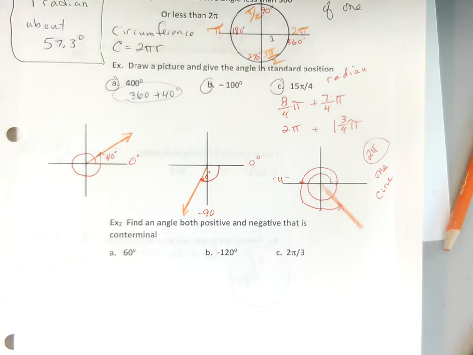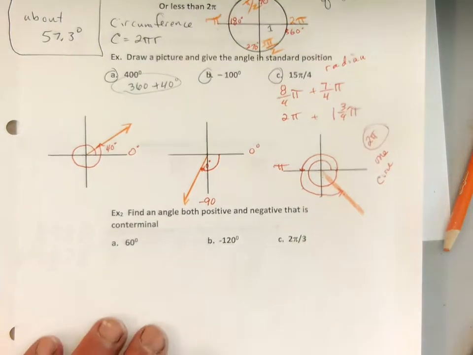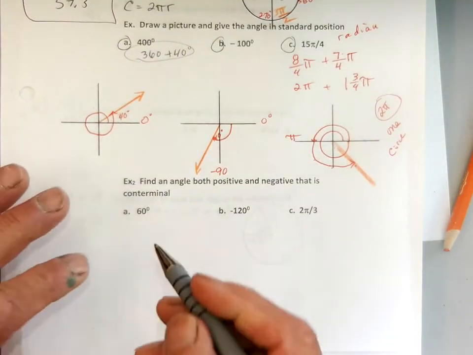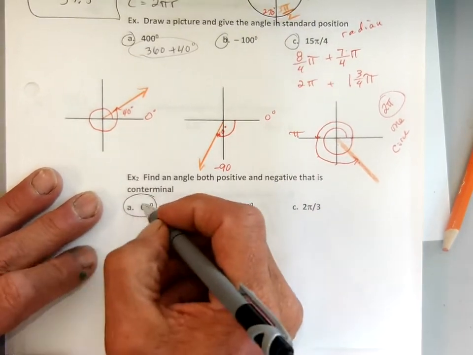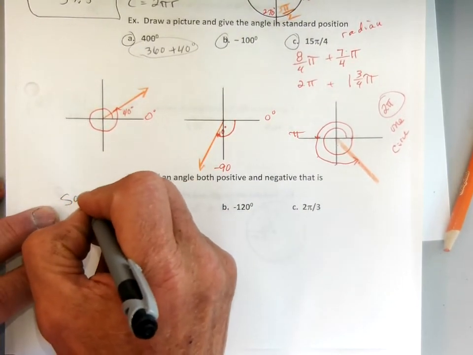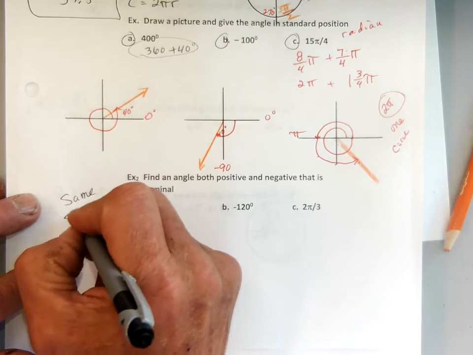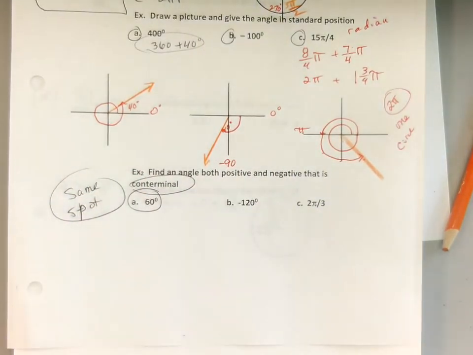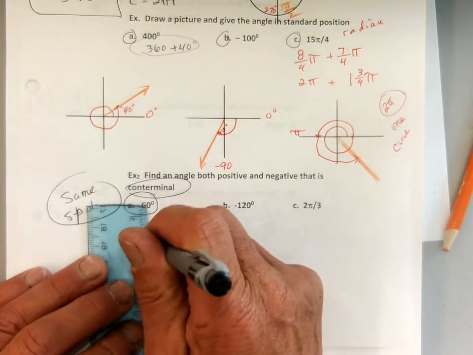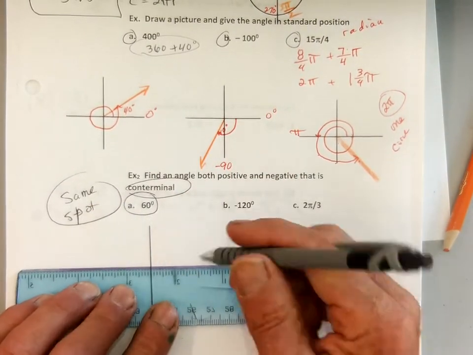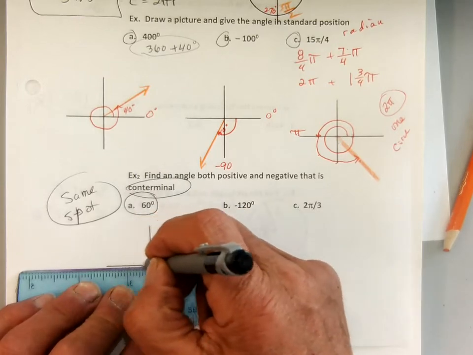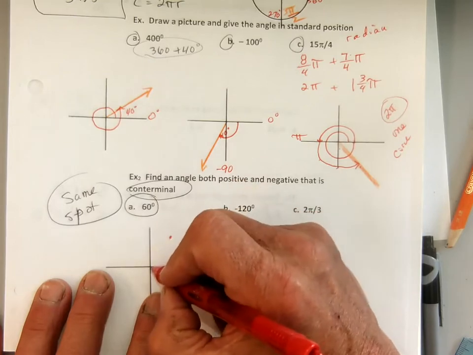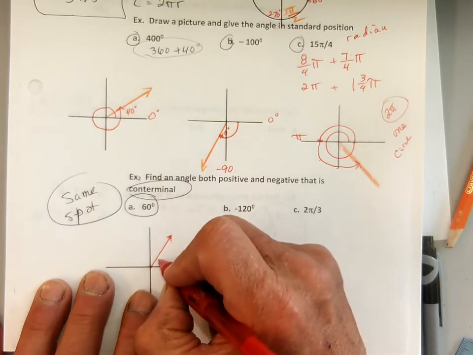Good. Okay, now, example 2. We're still talking about angles. It says find an angle both positive and negative that is coterminal. Okay, what does that mean? Well, same spot. Coterminal, same spot. Okay, so let's see if I can draw a picture. And you don't have to draw a picture to do this one, but it's helpful. So 60 degrees is about, I'm just going to guess, about there, okay? You guys all right with that?